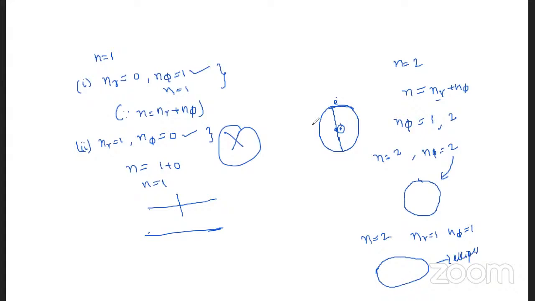That means when we take n equals 1, only a circular orbit is possible. And when we take n equals 2, one condition gives a circular orbit and the other gives an elliptical orbit. So depending upon the n value, the orbits we get are either ellipses or circular orbits.